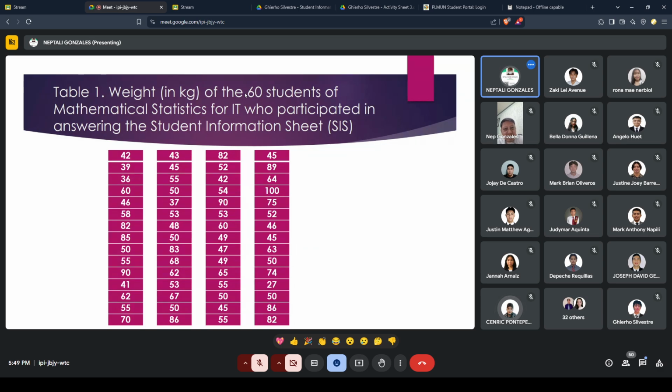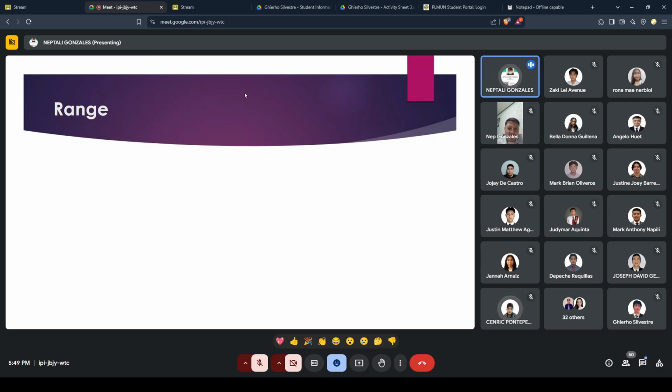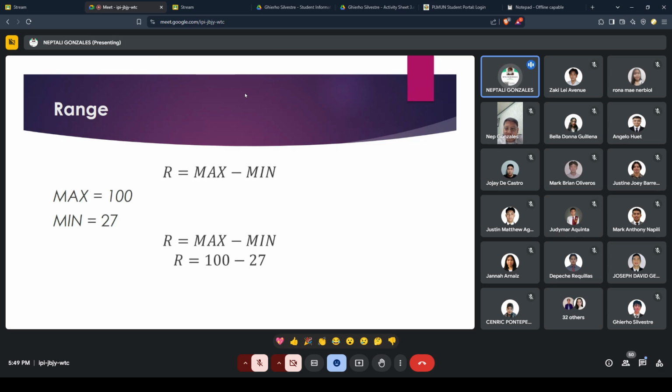So after finding the maximum value and the minimum value, we could now compute for the range. So again, the formula for the range is equal to max minus min. Max is 100 and minimum is 27. So you are all correct. So by applying the formula, substituting the values, R is equal to 100 minus 27. Therefore, your R is equal to 73.